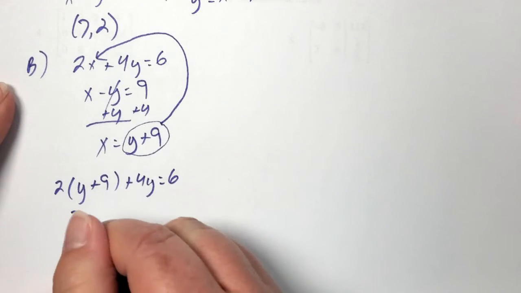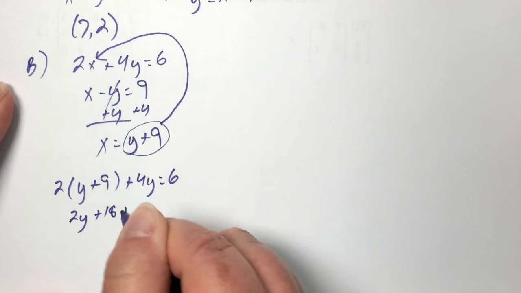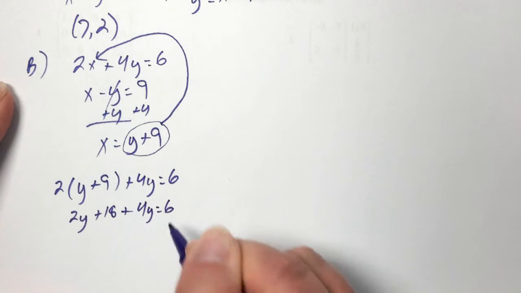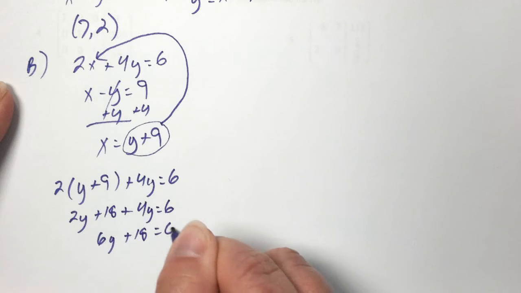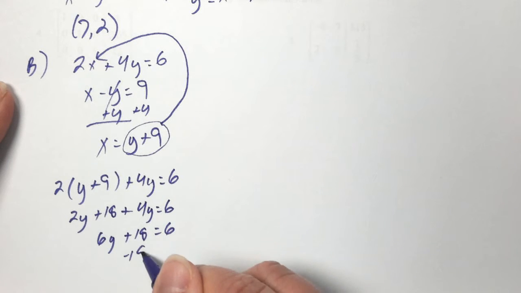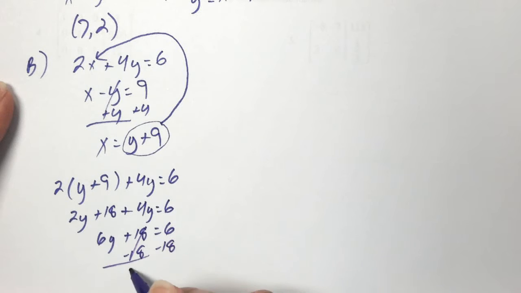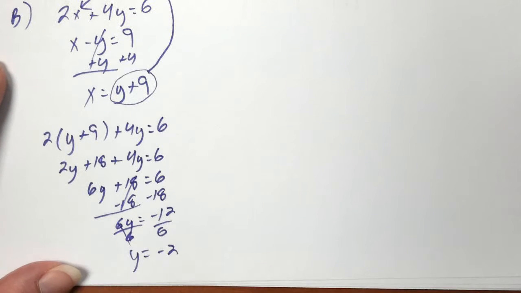So distribute: 2y plus 18 plus 4y is 6. Combine the y's. 6y plus 18 is 6. Minus the 18 on both sides. 6y is negative 12. And divide by 6. We get y is negative 2.